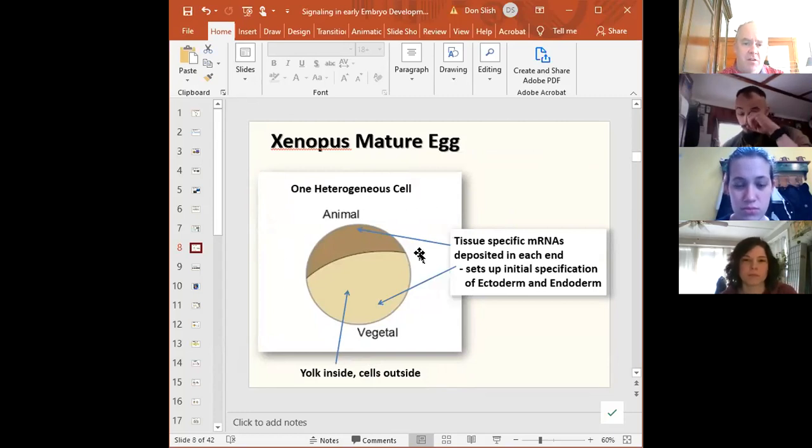The thing about the Xenopus egg is it's brown on top and yellow on the bottom. And I mean, top and bottom, it's kind of relative, but the brown part is the animal pole and the yellow part will be the vegetal pole. The yellow part's yellow because it's got a lot of yolk in it.